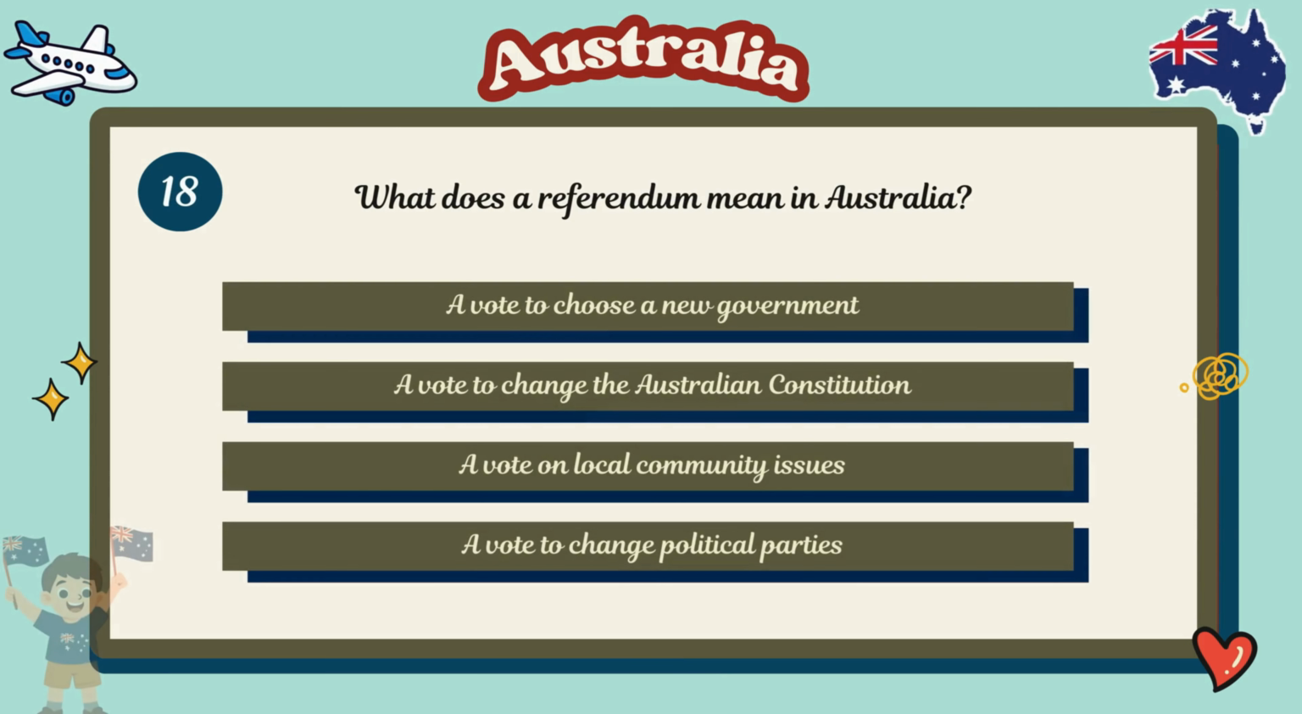Question 18. What does a referendum mean in Australia? A. A vote to choose a new government. B. A vote to change the Australian Constitution. C. A vote on local community issues. D. A vote to change political parties.